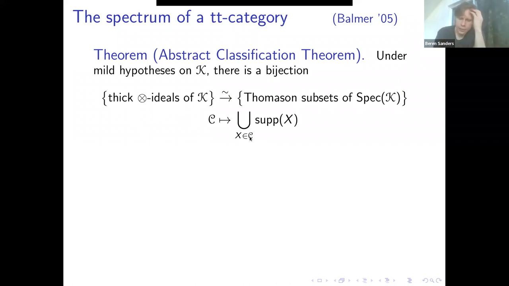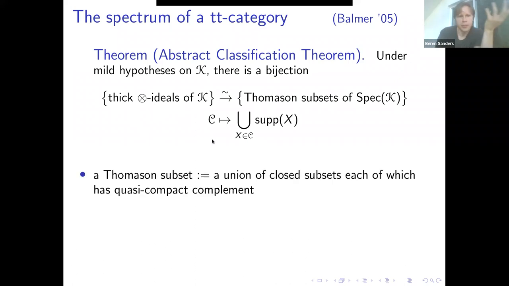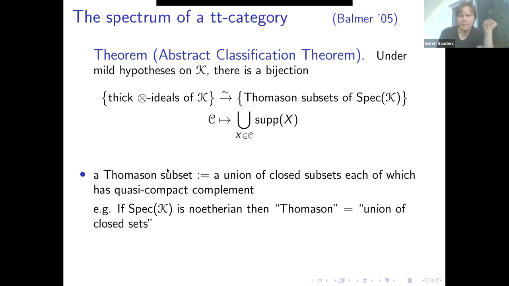So if you haven't come across this term before, I can just tell you. A Thomason subset is a union of closed subsets, each of which has a quasi-compact complement. Slightly technical if you've never seen it before, but for example, if your space is Noetherian, then this last part about having a quasi-compact complement is automatic, and a Thomason subset is just a union of closed sets. In other words, a specialization closed subset.